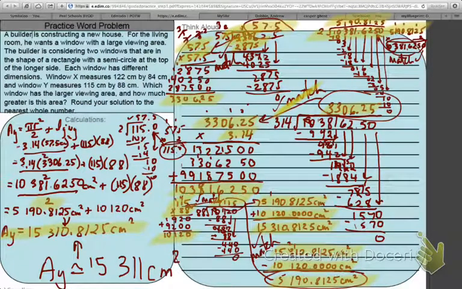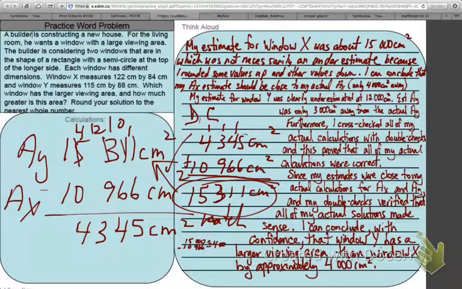Here are the calculations for area Y. Again, same thing, same rounding. In this case, the rounding, as we talked about already, 15,310.8125. The digit in the tenths column is 5 or greater, so the digit in the ones column rounds up by 1. So it becomes area Y equals approximately 15,311. We say approximately because it's a rounded value. And now we run our comparative analysis between area Y and area X, realize that the area of window Y is about 4,000 centimeters squared bigger.